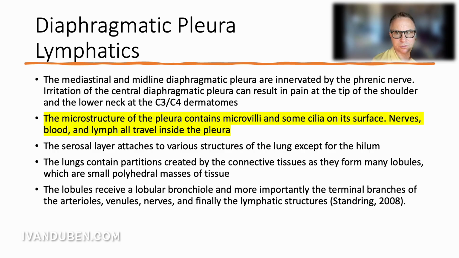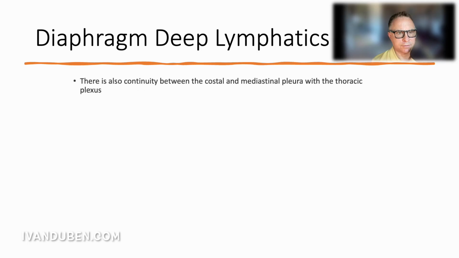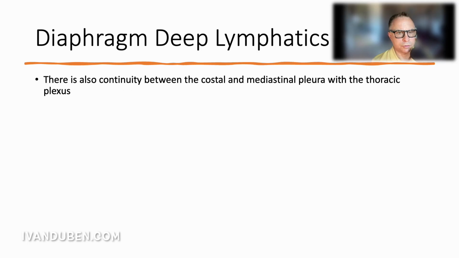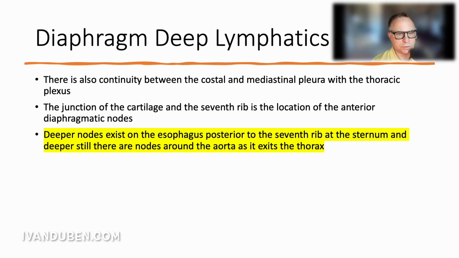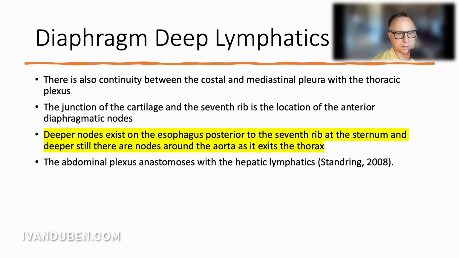Looking at the deeper lymphatics of the diaphragm, there's also continuity between the costal and mediastinal pleura with the thoracic plexus. The junction of the cartilage and the seventh rib is the location of the anterior diaphragmatic nodes. Deeper nodes exist on the esophagus posterior to the seventh rib at the sternum. And deeper still, there are nodes around the aorta as it exits the thorax. The abdominal plexus anastomoses with the hepatic lymphatics.